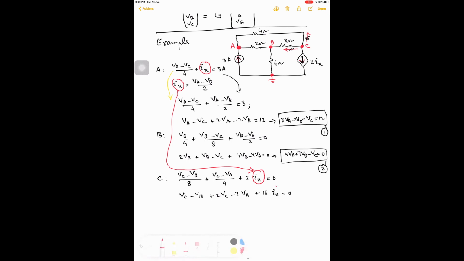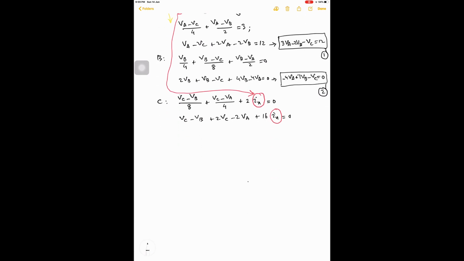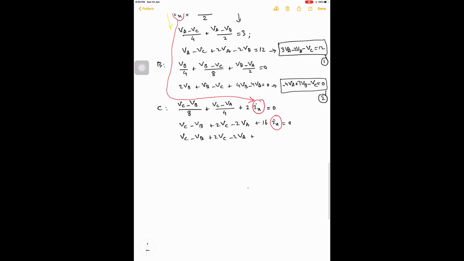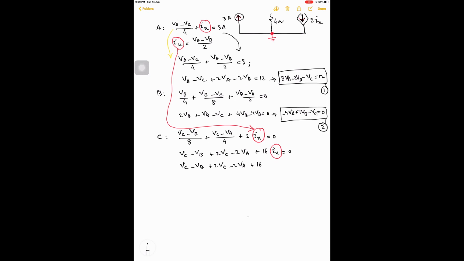Now I substitute Ix over here. So I write again, this is VC minus VB plus 2VC minus 2VA plus 16Ix. So what is Ix? Ix is VA minus VB divided by 2, equal to 0. And in here, this 2 and this is 8.